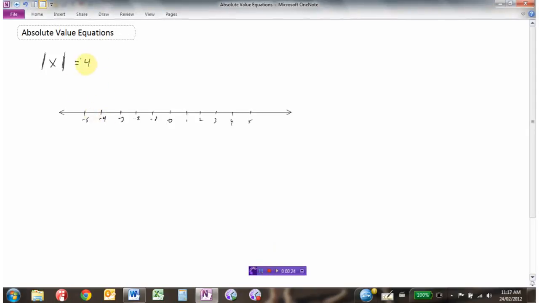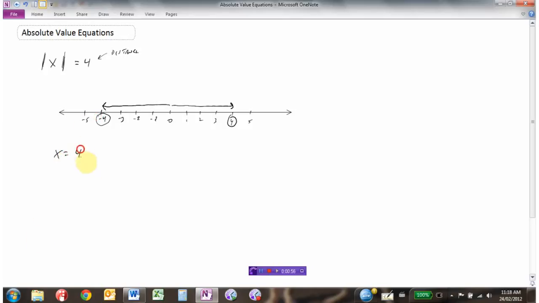So here we know the distance. The distance is 4. So the question becomes, what number, or maybe what numbers, if there's more than one, would be 4 units away from 0? So let's see, I have two choices. I could go this way. Here's a number that is 4 units away from 0, or I could go in the negative direction. Here's another number that's 4 units away from 0.